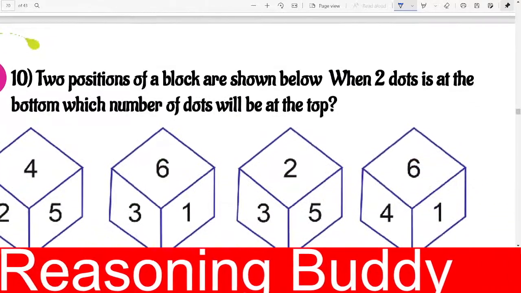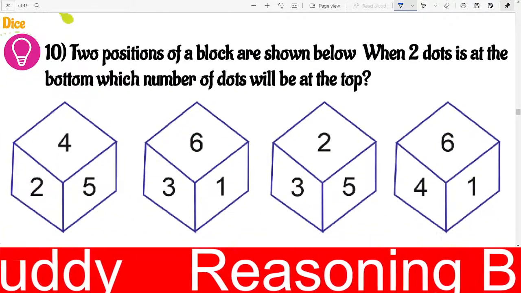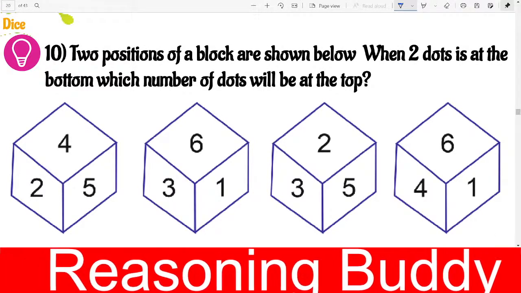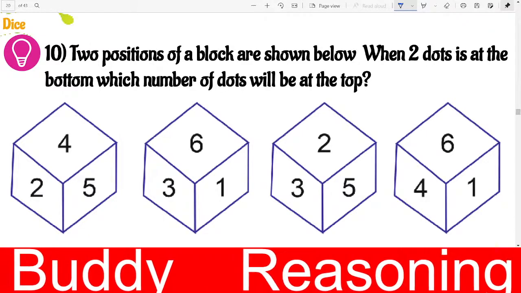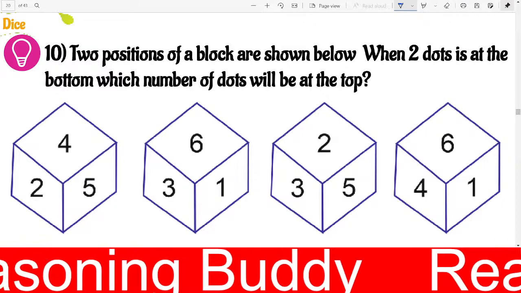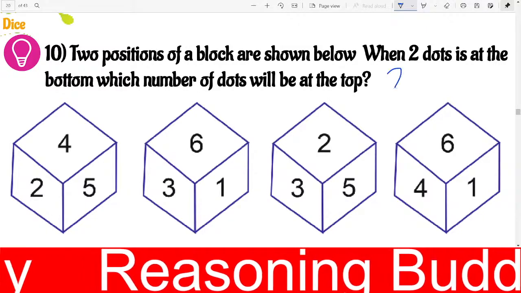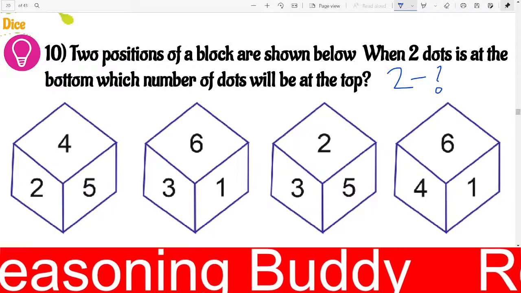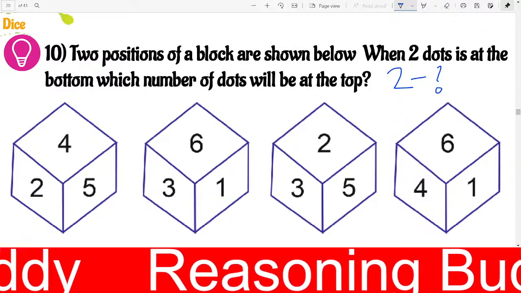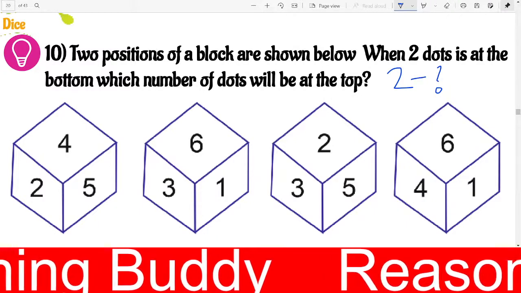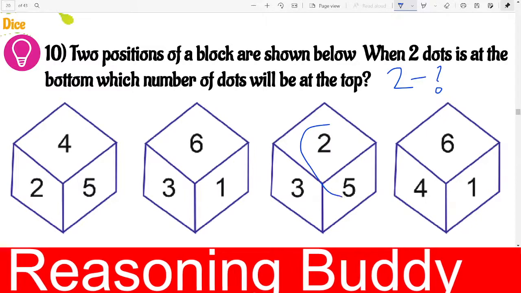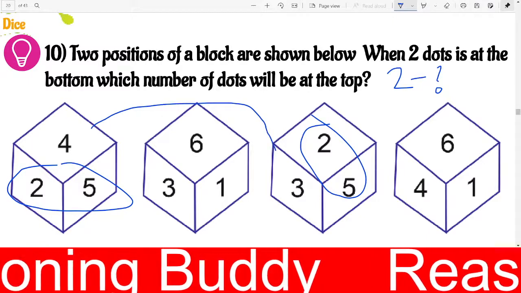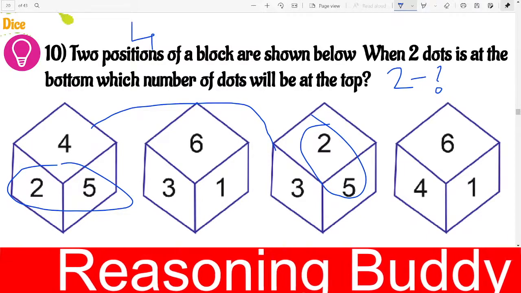So next, a sum. I think you can see the sum clearly. 2 positions of the blocks are shown. When 2 dots is at the bottom, which number will be the top? Here they are asking indirectly the opposite face for 2. Don't be confused by seeing the question. Here you can see 2 and 5 are common, here also 2 and 5 are common. So 4 and 3 are opposite pairs. So I am writing here, 4 and 3 are opposite.